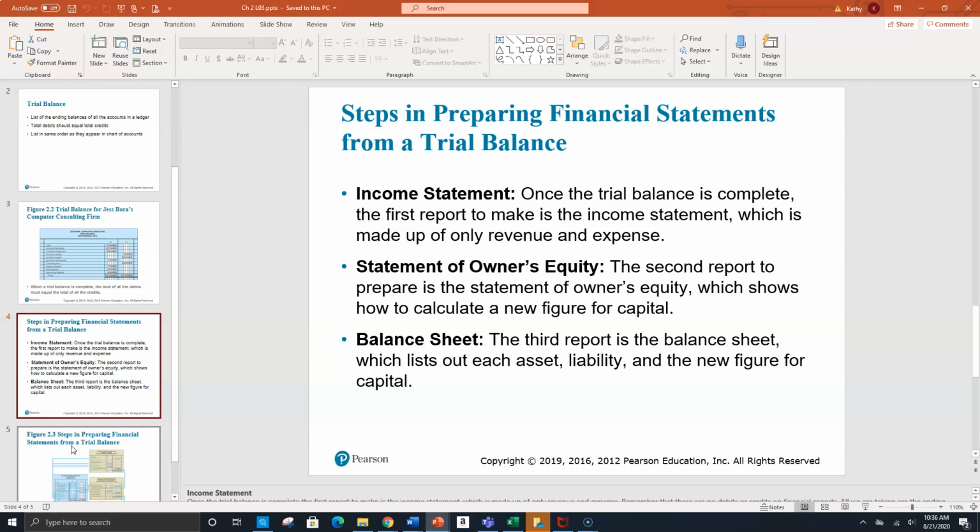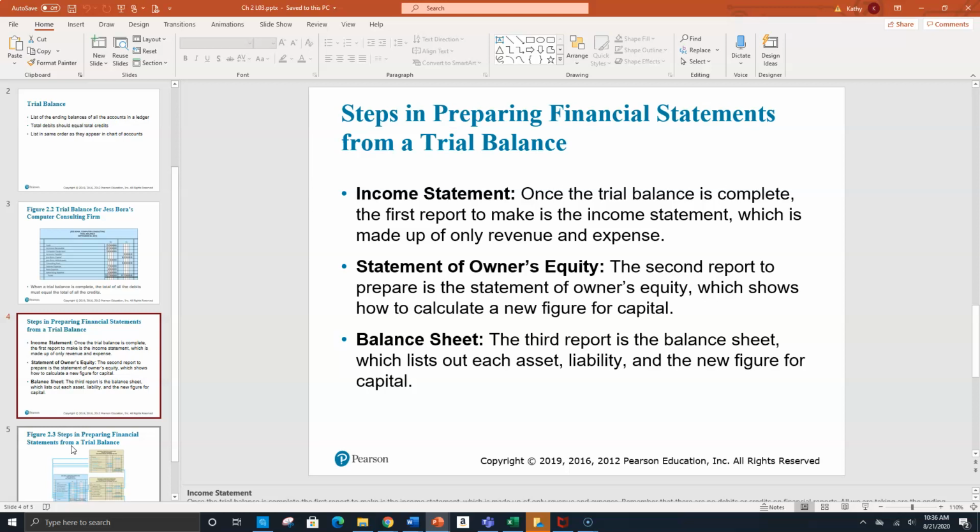Then you have to do the statement of owner's equity. The second report to prepare is the statement of owner's equity, which shows how to calculate a new figure for capital. Now, the income statement has to be done first because the income statement will show you the net income or net loss, which goes on the statement of owner's equity.